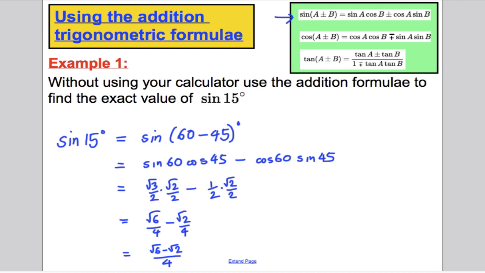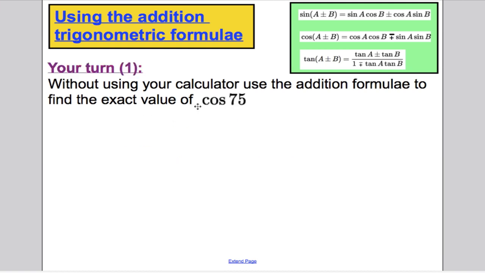Okay, why don't you try one yourself? Very similar to this. Off you go. Try and find the exact value of cos 75 using the addition formulae.